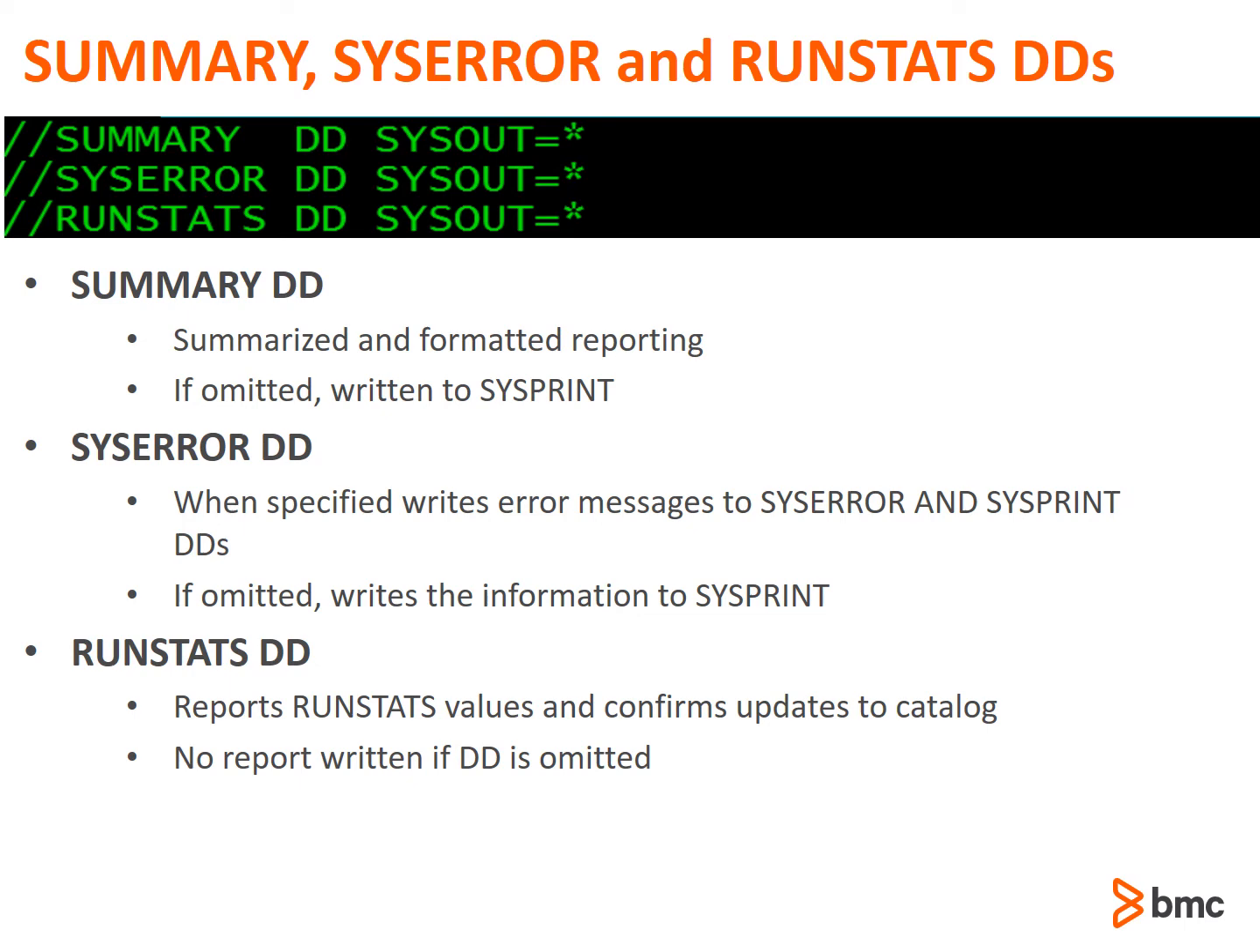Syserror includes reporting on all errors. When specified, the report is written to syserror and sysprint. If omitted, it is only written to sysprint. The runstats DD shows the values for the statistics and affirms updates to those catalog tables.